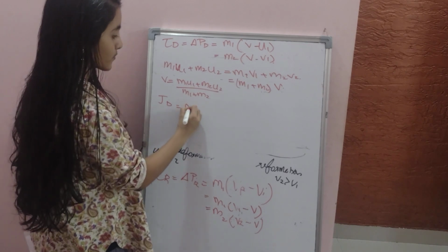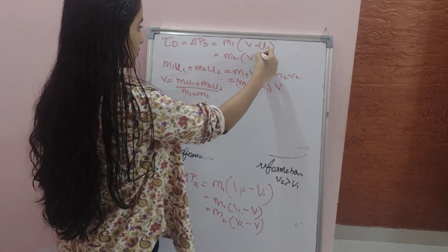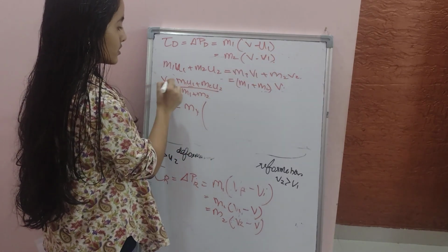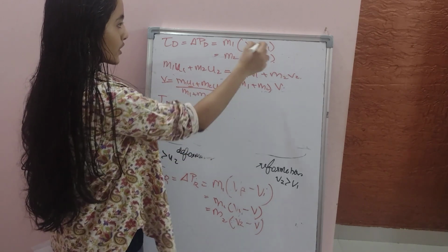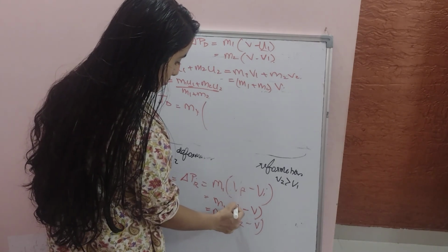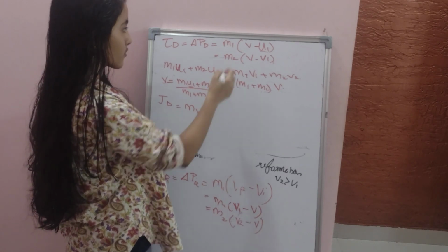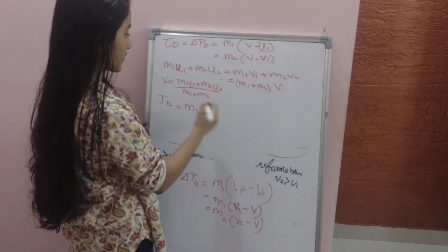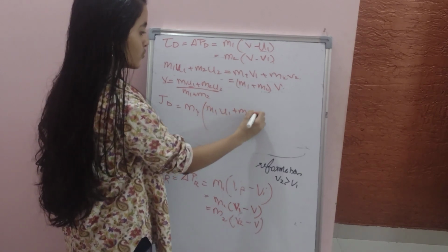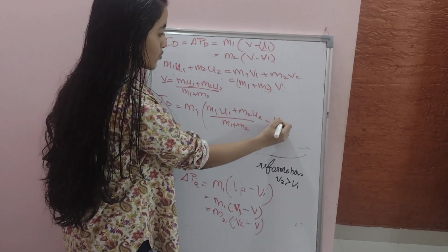JD is equal to, we can write in terms of M1, because in the equation of V we have U1 and U2, and U1 and U2 are present only in the equation of M1 at JD. M1 into, what is the value of V? We had got the value of V, that is (M1 U1 plus M2 U2) by (M1 plus M2) minus U1.